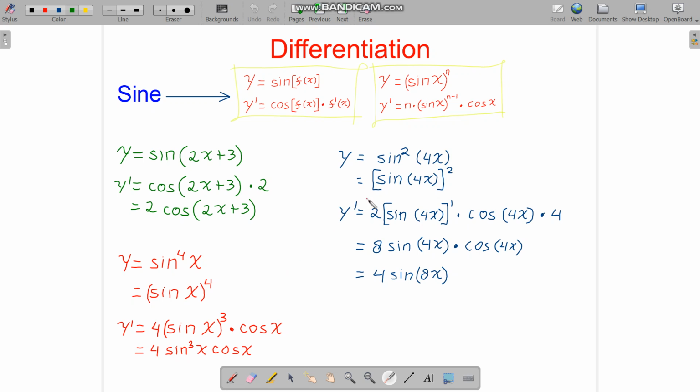Now if we combine both rules, if we have sine squared 4x, which is the same as sine 4x all squared, we bring the power down 2 times, exactly the same sine 4x, but the new power is 1, times the derivative of sine, which is cos, so cos 4x, but this is not just x, it's 4x, so we have to multiply by the derivative of 4x, which is 4. So if you simplify everything, this is what you get, 8 sine 4x cos 4x, and if you want to use the double angle formula, 4 sine 8x.